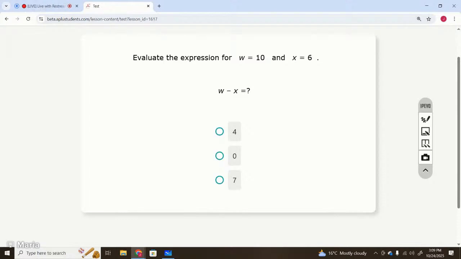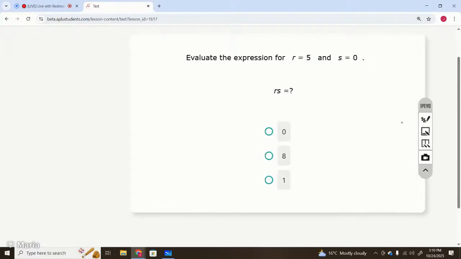Evaluate the expression for w equals 10 and x equals 6. Ten minus 6 is 4. Option number 1 is the correct option.